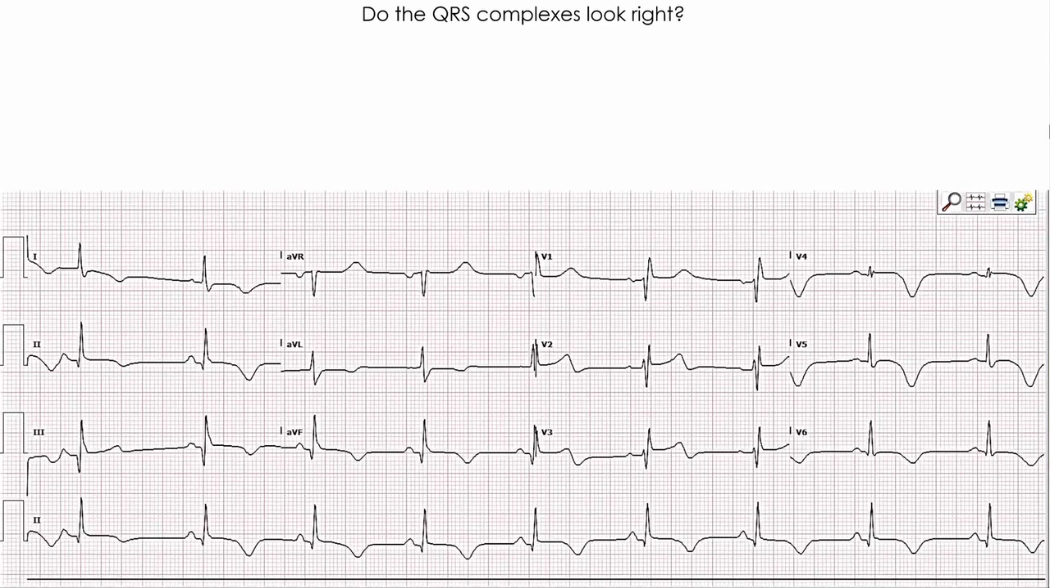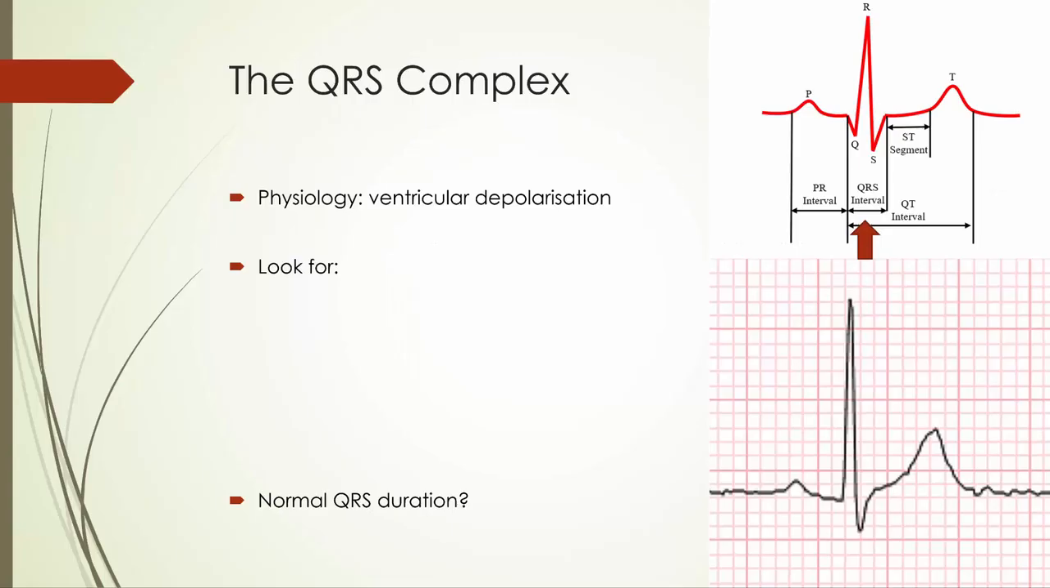After the PR interval, we have the QRS complex, so let's go through it. As you know, the QRS complex is the recording of ventricular depolarization. Okay, that's the physiology here. Things that you should look for include the width. Okay, is it narrow complex, which is normal, or is it wide complex?